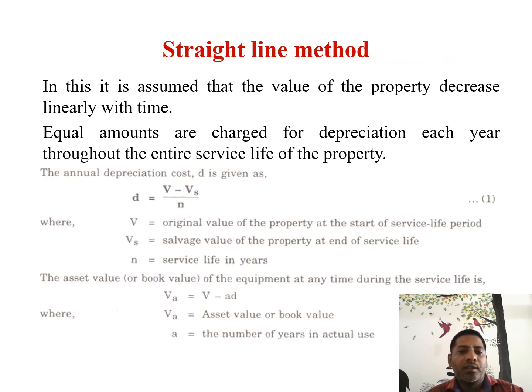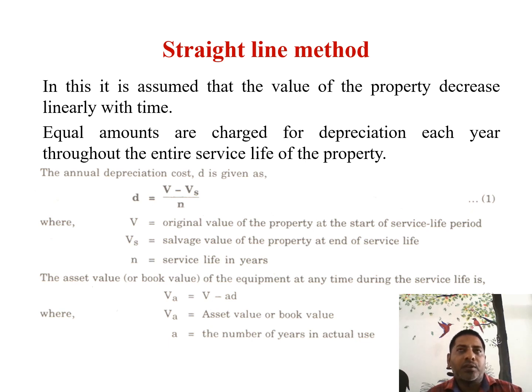First, we see the straight line method. In this, it is assumed that the value of the property decreases linearly with time. Equal amounts are charged for depreciation for each year throughout the entire service life of the property. The calculation for annual depreciation is D equals (V minus Vs) divided by N. V is the original value of the property at the start of the service life period, Vs is the salvage value of the property at the end of the service life, and N is the number of years of service life.